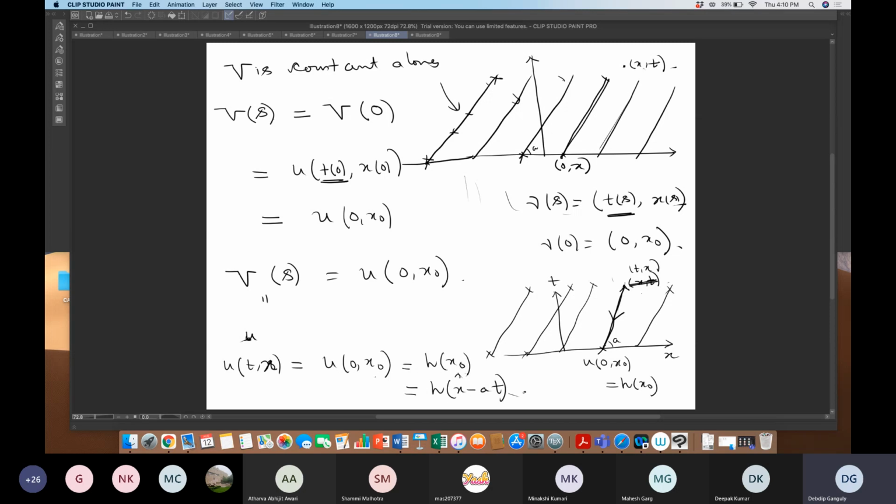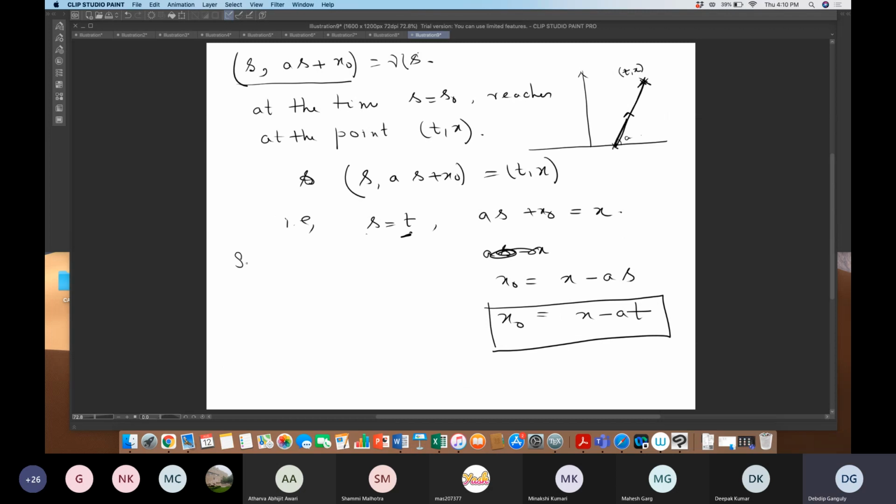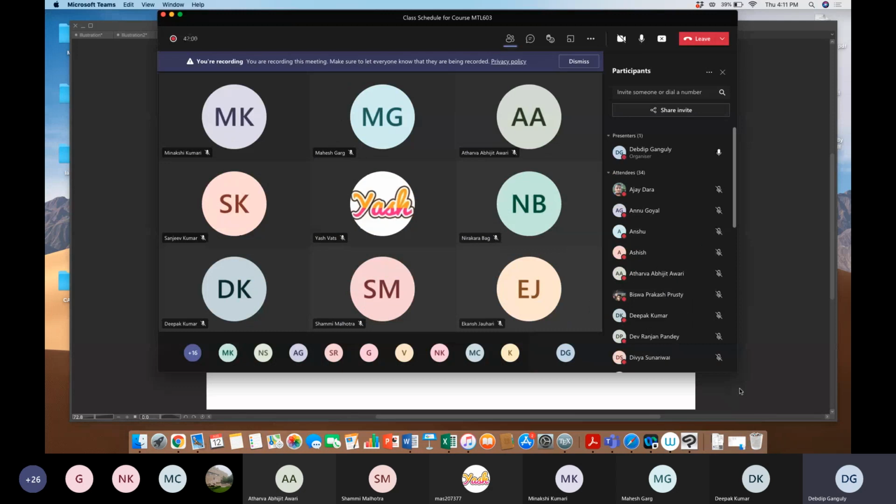And what is x naught? So if u is the solution, then the solution should look like u of (t, x) equal to h of x minus At. Now you tell me, is it clear or not? Unless this is clear, we can't go forward, because we will be using this for the next 1 month at least. I will do another 2-3 examples, but please let me know whether this is clear or not.